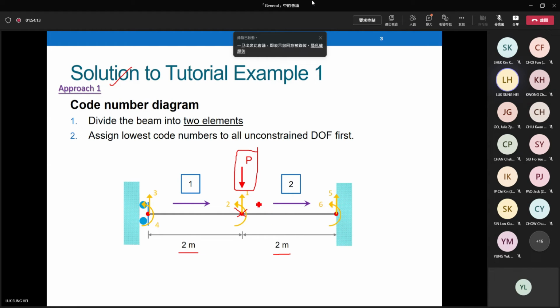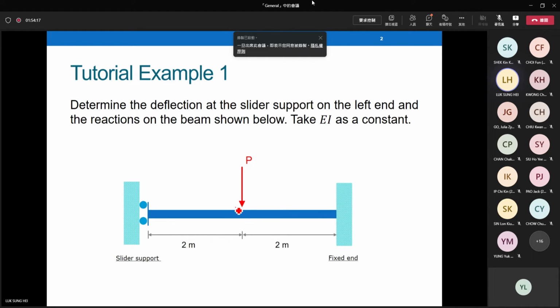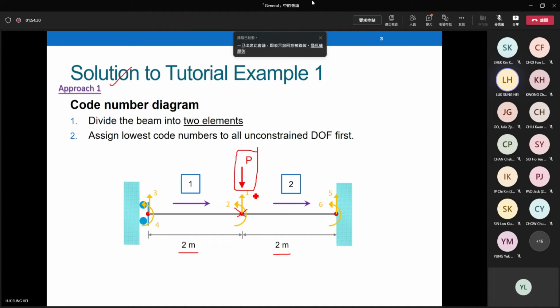It is a nodal force. If you divide the structures into two elements, our applied loading, P, will be exactly acting at the node, at the middle. Then it is classified as nodal force, not intermediate loading. Okay, because the force is applied exactly on the node. So it is classified as nodal force, not intermediate loading.